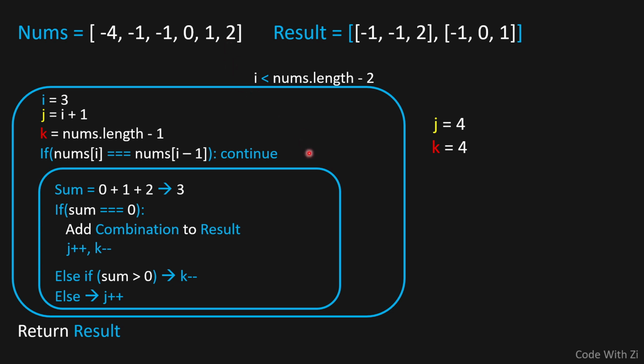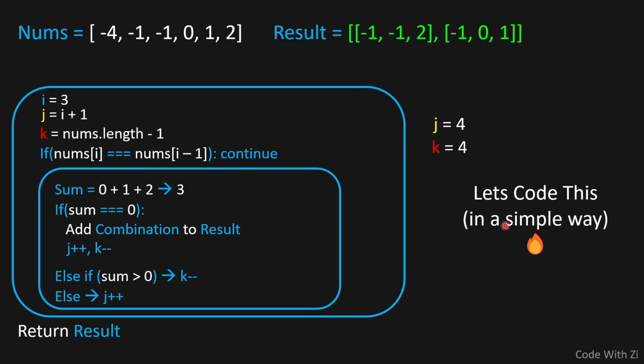So we can't even enter the second loop, and we don't need to because we've already checked all of the combinations, and this is our result, so we're going to return it. Now let's code this in the simplest way possible.